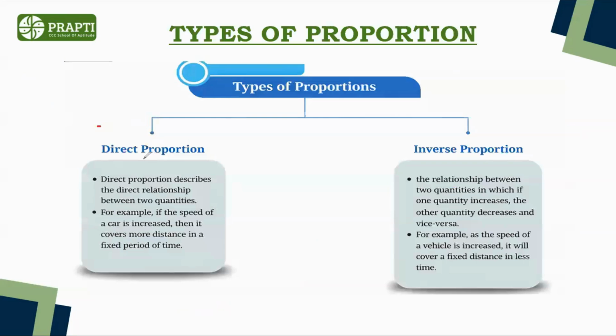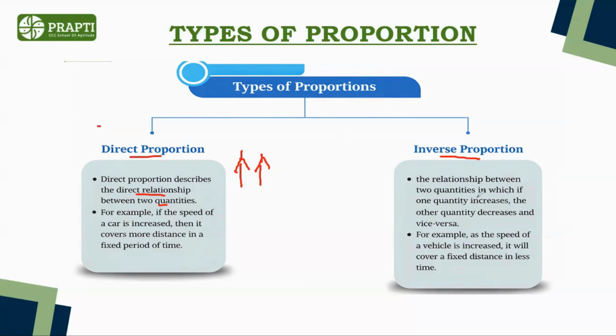We have two general types: one is direct proportion and the other one is inverse proportion. Direct proportion describes a direct relationship between two quantities. The best example we can give is, if the speed of a car is increased, it covers more distance within a given time. So both will increase, and we call it direct proportion.